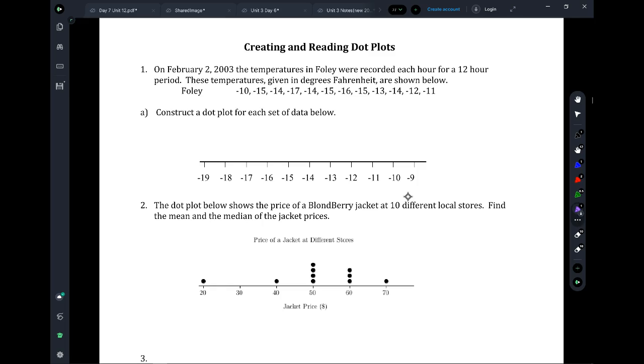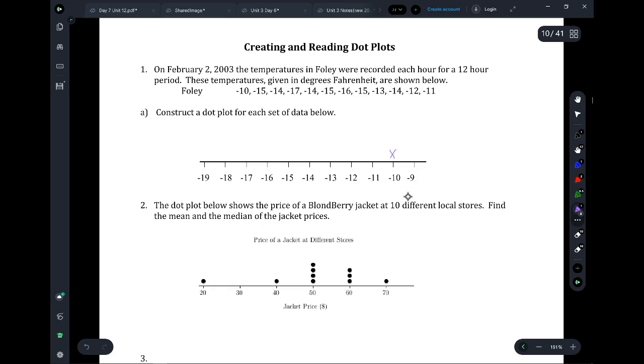So on February, they recorded temperatures. Those temperatures are given in degrees and they are shown below. Construct a dot plot for each set of the data. I'm sure you'll be very happy to know we do not need our calculator for this part unless it asks us to calculate something. So this very first one, part A, I don't need a calculator. I'm just going to create dots. So the temperature of -10 on our scale here, put a little dot, or sometimes I like to use X's, so I'm actually going to erase that.